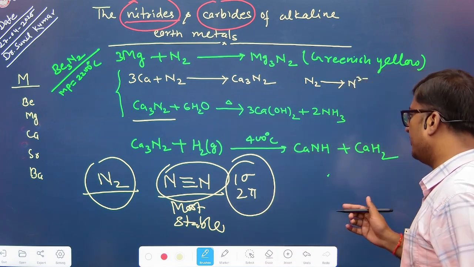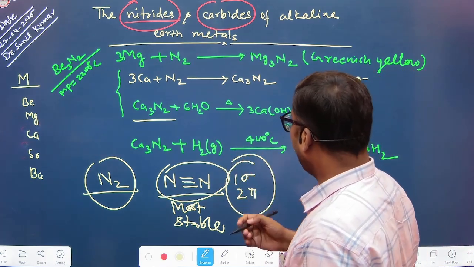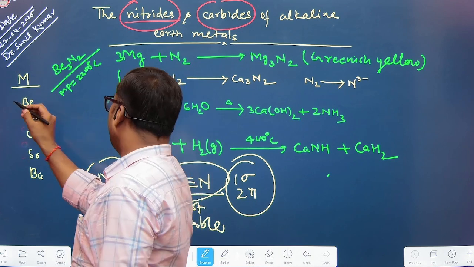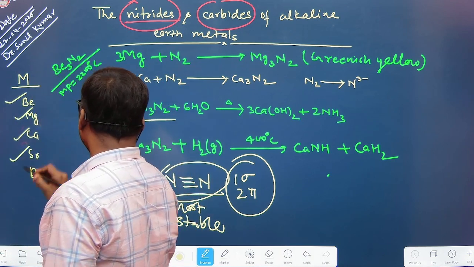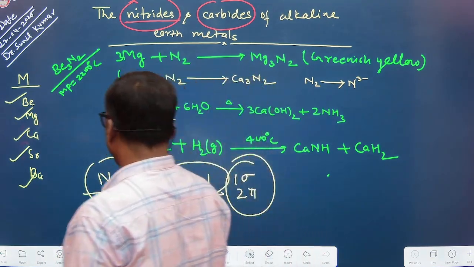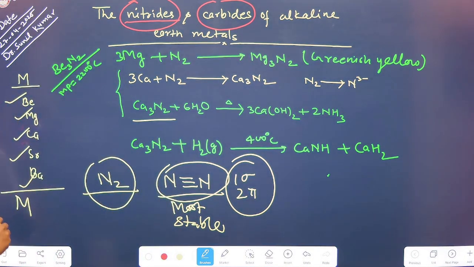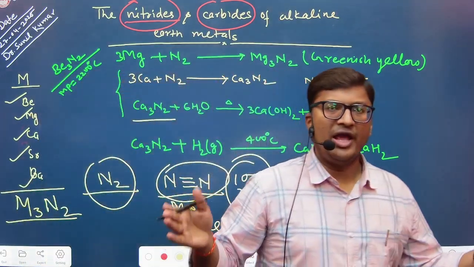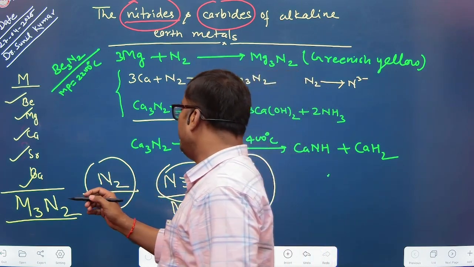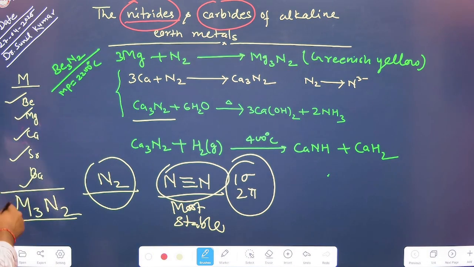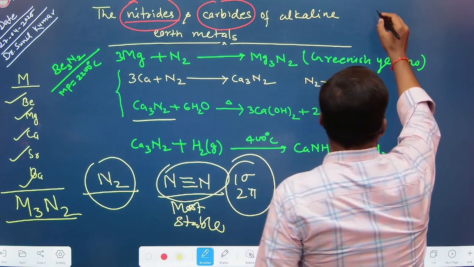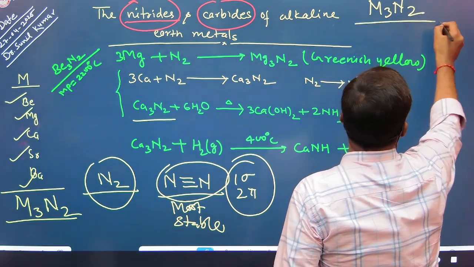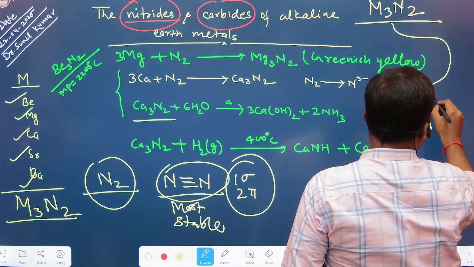Once this nitrogen gas reacts with alkaline earth metals, that is beryllium, magnesium, calcium, strontium and barium, they produce M3N2 type of structure, right? Here the formula is M3N2, where M stands for M2+.